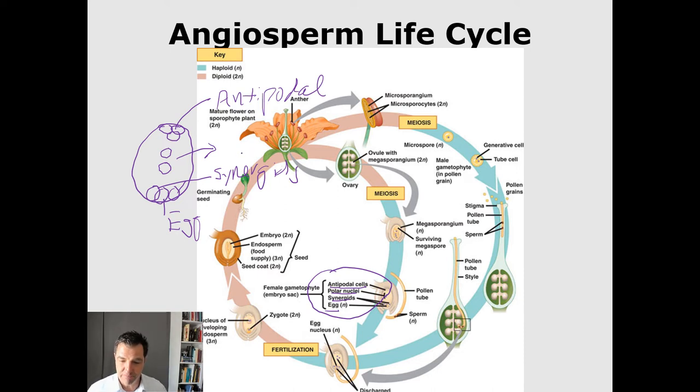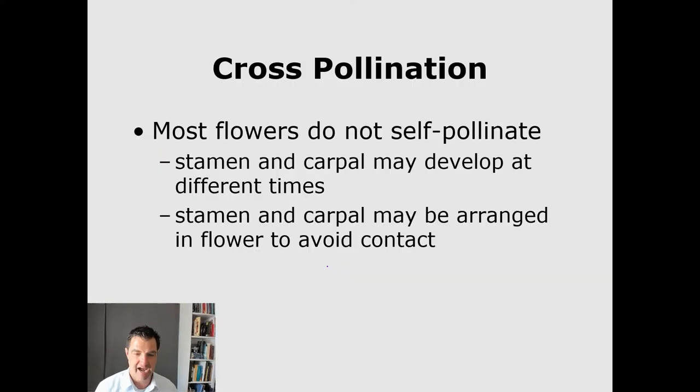So this ends up being then our polar nuclei right there. And that ends up being the food that will help this thing grow. So this drawing right here is supposed to be that.